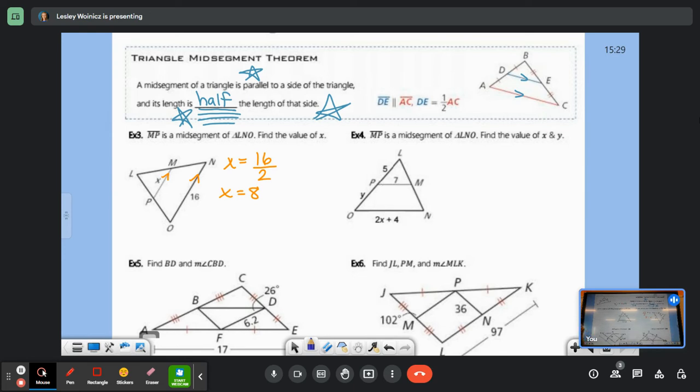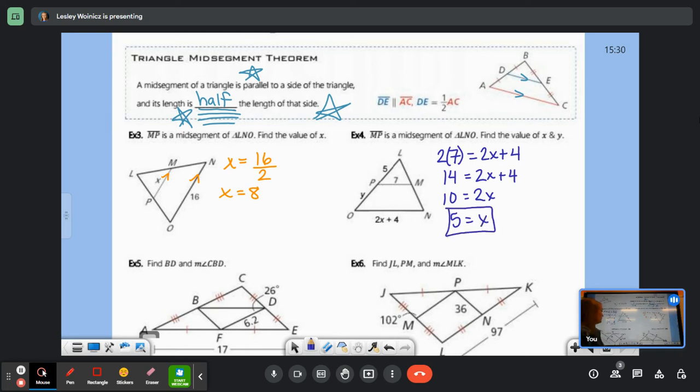Okay, so let's start with the half bit. Let's start with x. We know that 7 is going to be half of whatever this side is. So I can say that 2 times 7 equals 2x plus 4. Well, 2 times 7, I know that's 14. So 14 equals 2x plus 4. Subtract 4 from both sides. Now I've got 10 equals 2x. Divide both sides by 2, and 5 is x. Okay, that takes care of x.